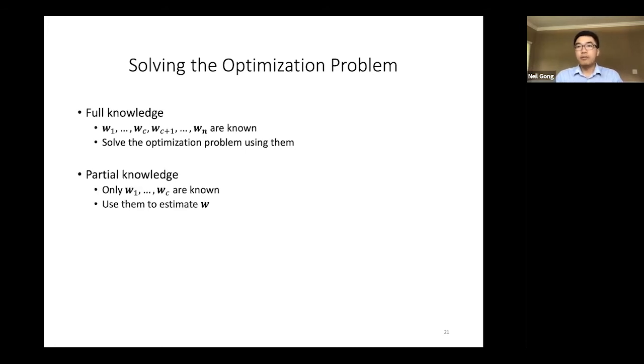In the partial knowledge scenario, the attacker only has access to the local models on the malicious clients. We use them to estimate a global model W, and then solve the optimization problem based on the estimated global model W. When an attacker does not know the aggregation rule used by the server, the attacker can assume one aggregation rule and then solve the optimization problem based on the assumed aggregation rule. As we will see soon, our attack constructed based on one aggregation rule will also be effective against other aggregation rules.